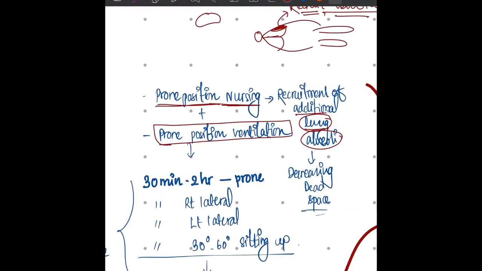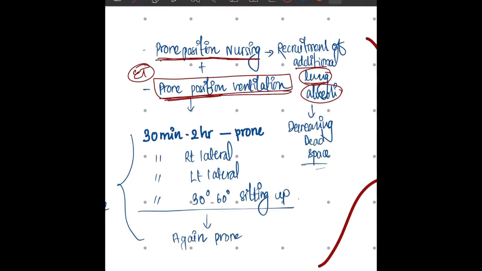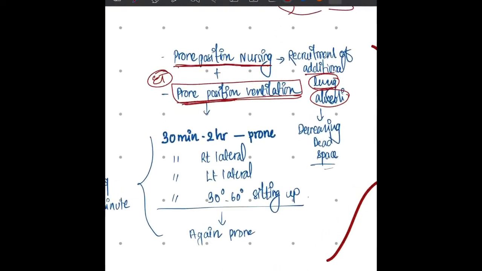So the patient requires prone position nursing as well as prone ventilation. Even if later on you decide to ventilate this patient with an endotracheal tube, you would want to do it in prone position, right? So the method of doing prone position nursing is that for 30 minutes to 2 hours, keep the patient in prone position.